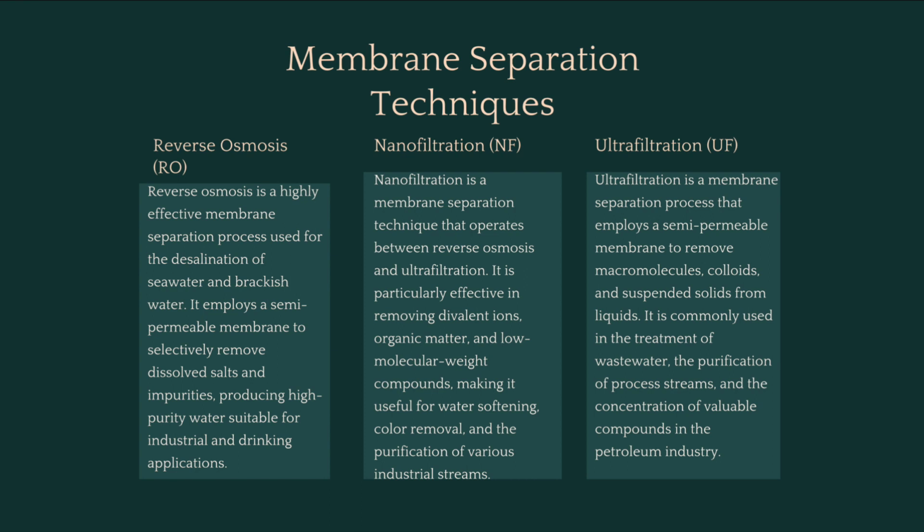Nanofiltration is another type of membrane separation. Nanofiltration is a membrane separation technique that operates between reverse osmosis and ultrafiltration. It is particularly effective in removing divalent ions, organic matter, and low molecular weight compounds, making it useful for water softening, color removal, and the purification of various industrial streams.